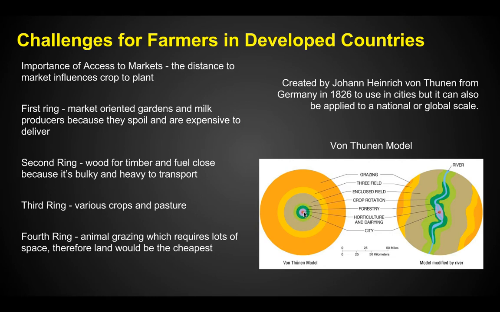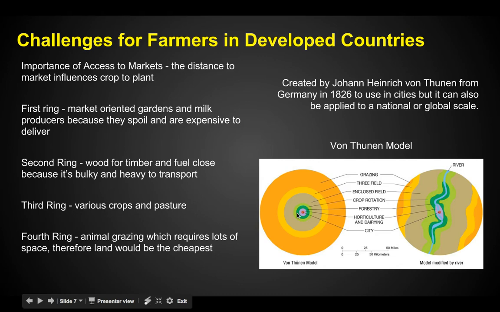In the second ring, this is where you've got forestry, wood for timber and fuel. It's close because it's really bulky and it's heavy to transport. In the third ring, you have various crops and pasture. Actually, here's the third ring right here, where you're growing crops and it's a little less expensive for land, but you're still pretty close to the city to get your product to market.